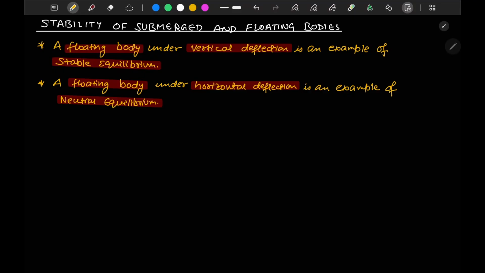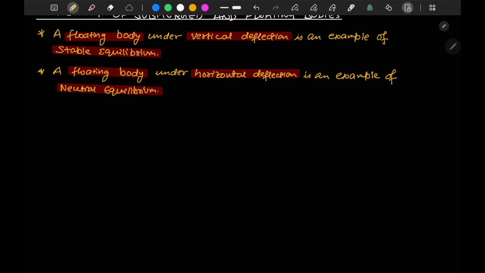Now, this vertical deflection and horizontal deflection, these two combined, is also known as the translation or linear stability of the system. If we talk about rotational stability, it will be different for a completely submerged body and a partially submerged body. So let me start here.